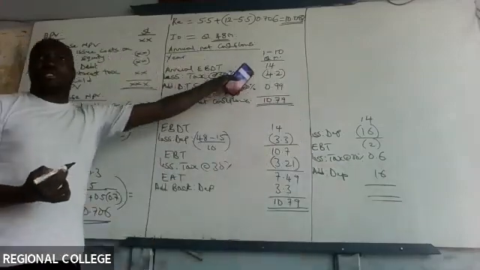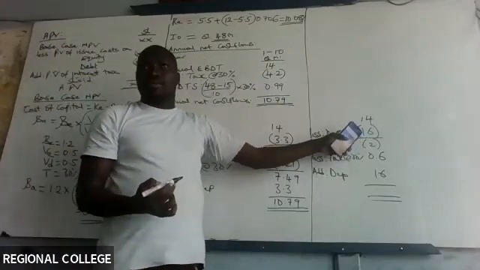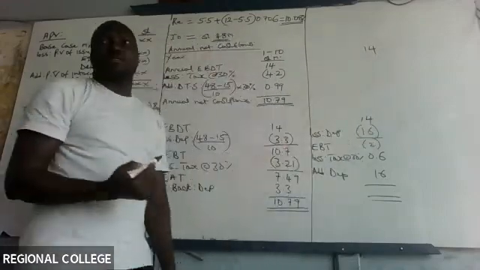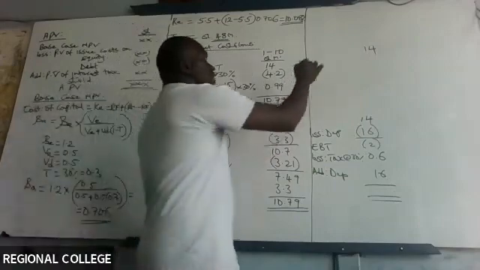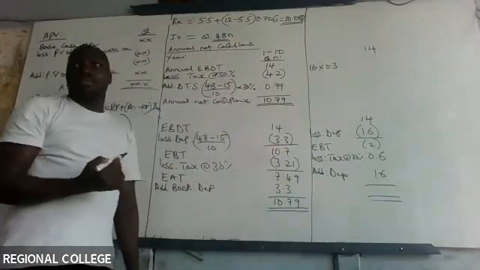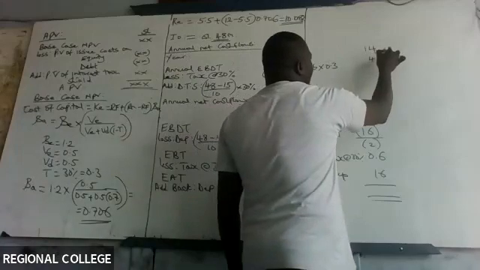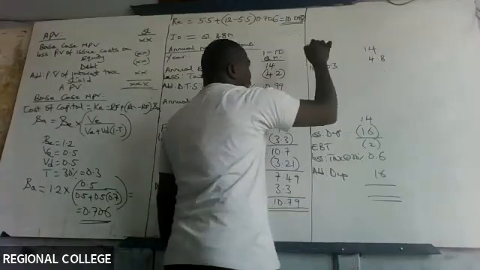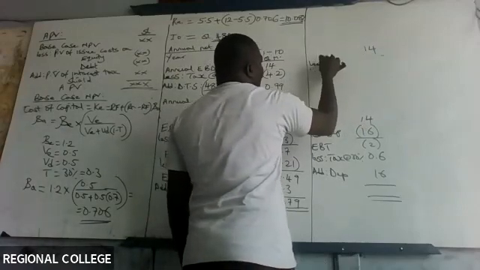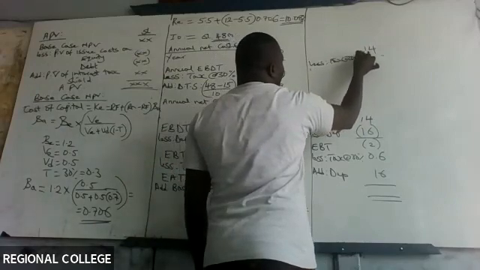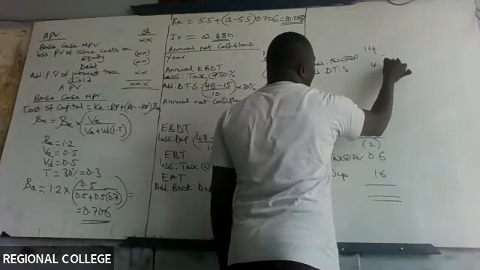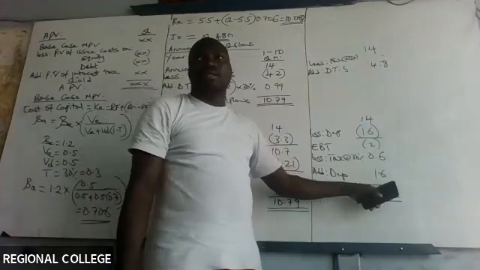But if I use this other approach, I'll simply start from my 14, then I add the DTS. DTS is equal to 30% of 16, tax on depreciation. So I'll simply do 16 times 30%, which is 4.8. Then here I have less the tax, the 30%. Then we add the DTS, which is 4.8. I'll get the same answer as this one.